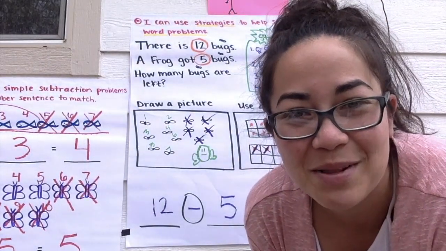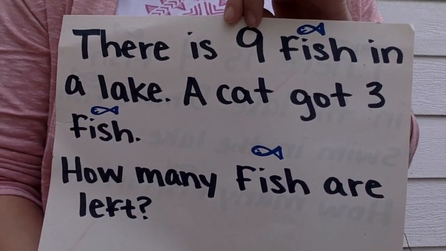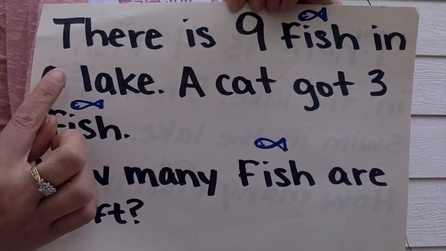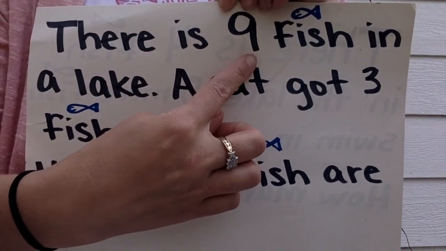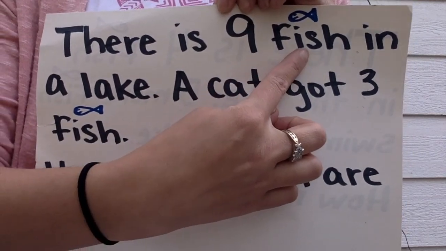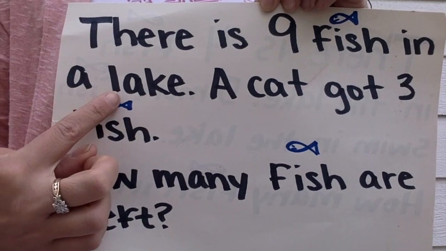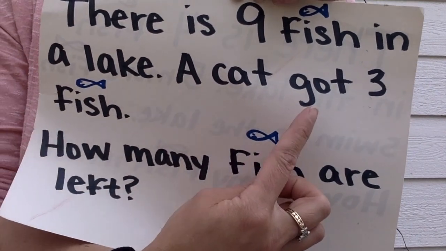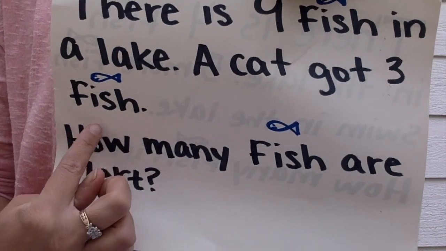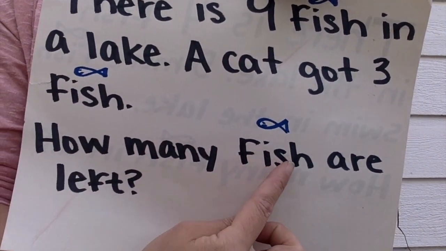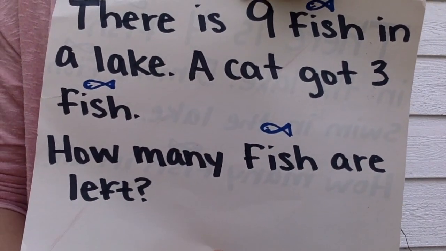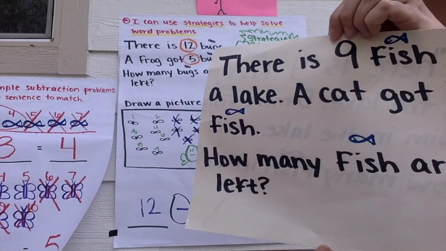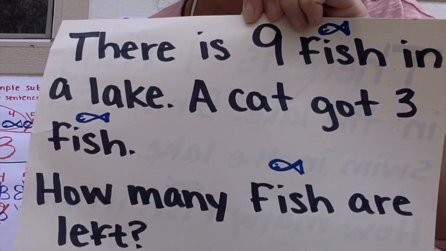Are you ready to hear your story problem? All right, let's see. Now remember, your story problem has sight words that you can read and words that you can tap out. So try to read it all by yourself first. Let's read it together. There is, a number, 9 fish in a lake. There is 9 fish in a lake. A cat got 3 fish. How many fish are left? Use your critical inquiry to think about the story. What is happening in the story? Draw your picture and finally draw your equation to match.